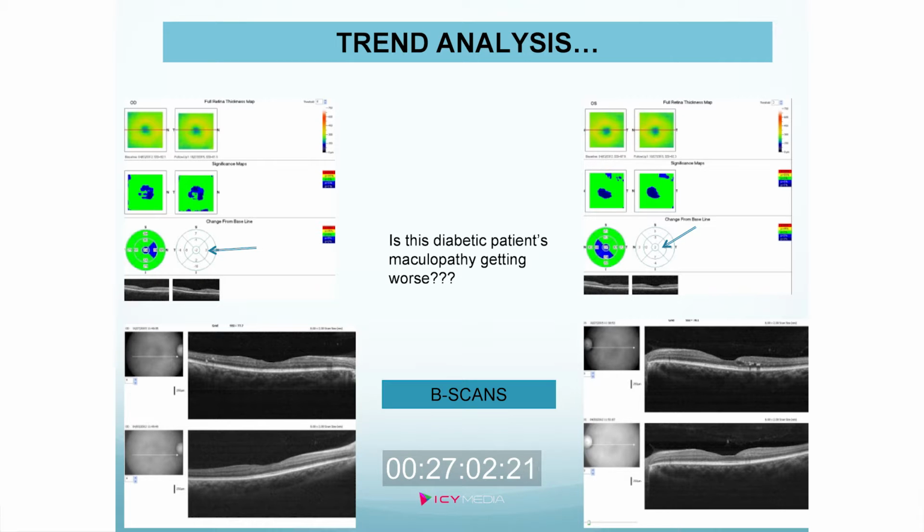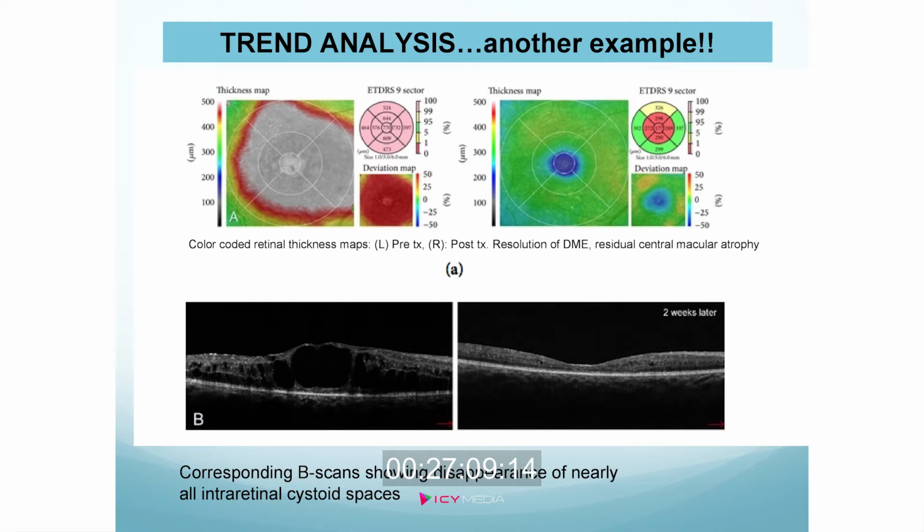And then obviously the B scans, looking section by section. Is the patient's maculopathy getting worse? Okay? This is a very nice example of the trend analysis or change analysis in an abnormal patient.